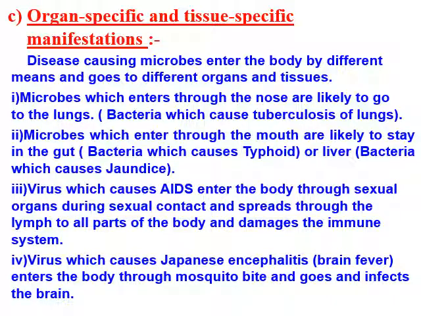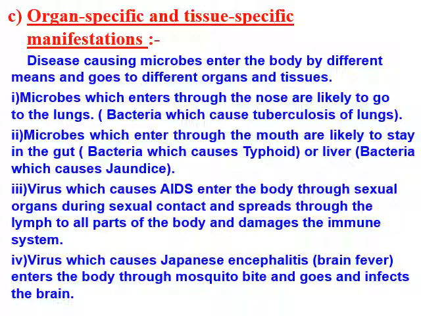Organ-specific and tissue-specific manifestations. Disease-causing microbes enter the body by different means and go to different organs and tissues. Microbes which enter through the nose are likely to go to the lungs, like the bacteria which cause tuberculosis of the lungs. Second, microbes which enter through the mouth are likely to stay in the gut or the alimentary canal, like the esophagus, bacteria which cause typhoid, or the liver, bacteria which cause jaundice.